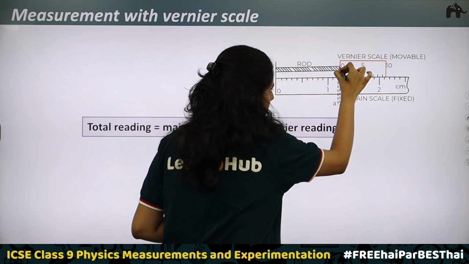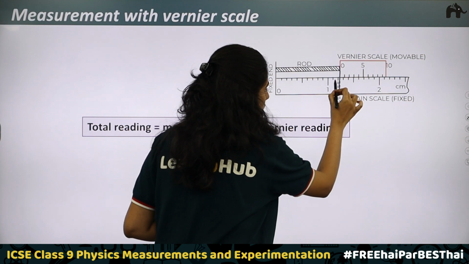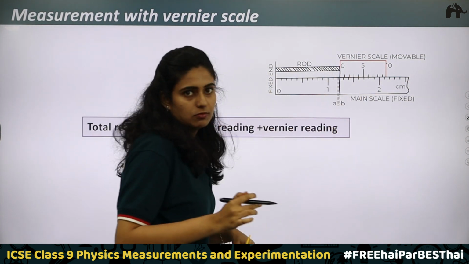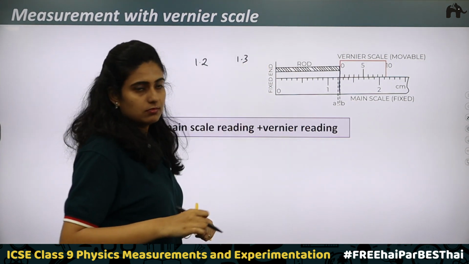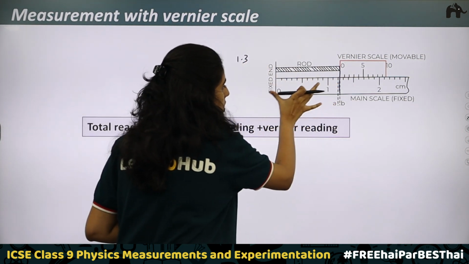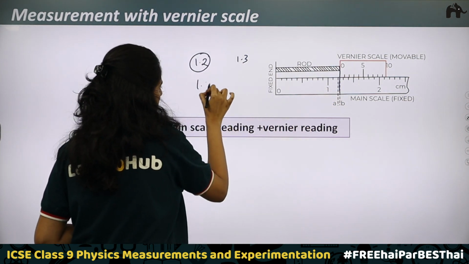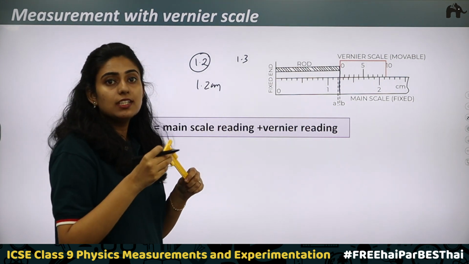It is up to here, right? Up to here, which means it has crossed 1.2 and is above 1.3. So you cannot take 1.2 or 1.3. The reading that can be measured on the main scale is 1.2 centimeter. What about the remaining? To measure the remaining, you will be using the vernier scale.